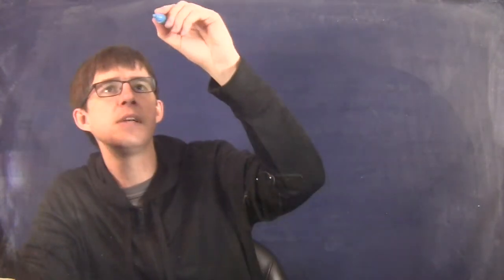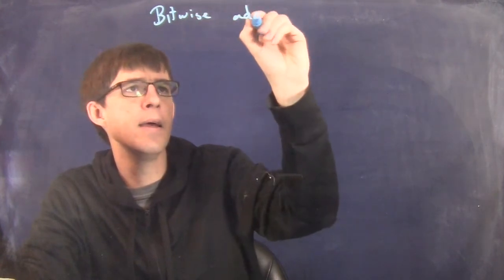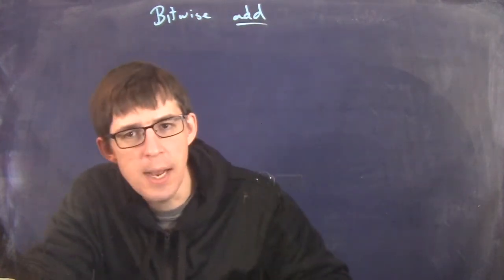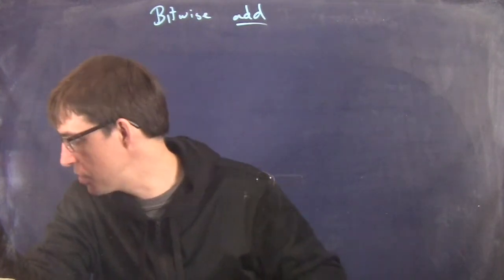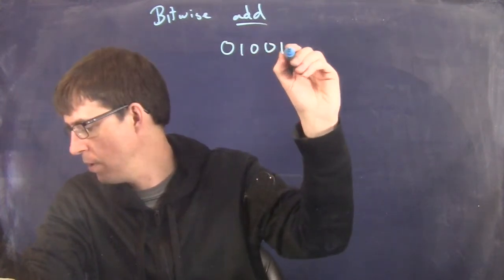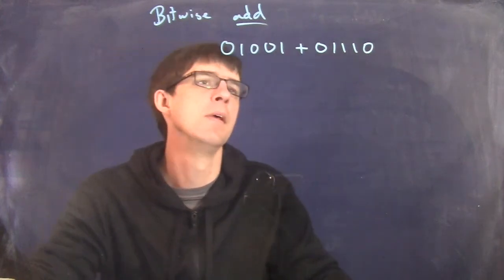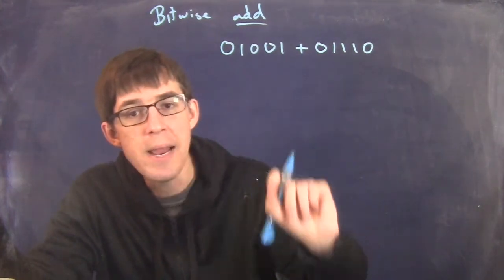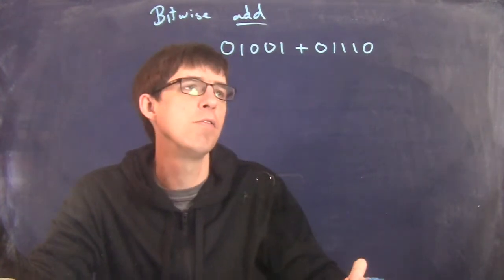Let's try a more interesting, perhaps more obviously useful function. Let's do the bitwise add. Addition, I'm talking about adding 2 numbers together. Bitwise addition. So an example of that would be something like 01001 plus 01110. Where you're thinking of these as binary numbers, which you're going to add together and get another binary number for your answer.